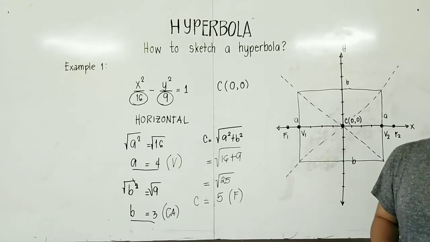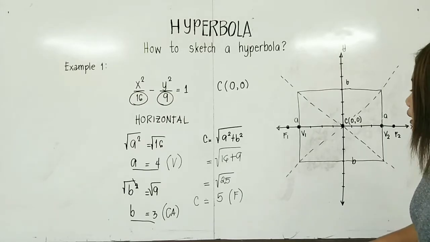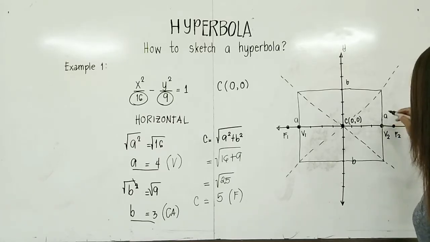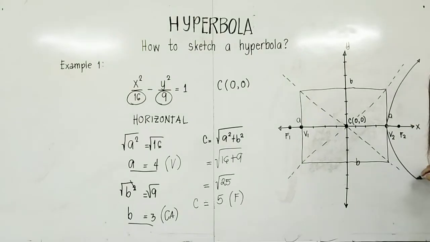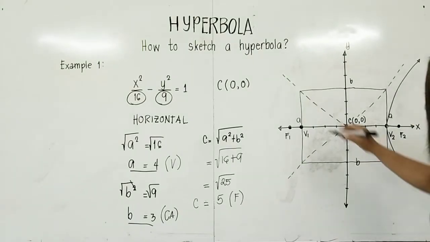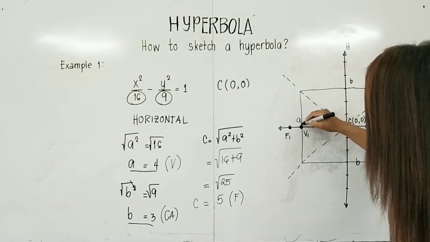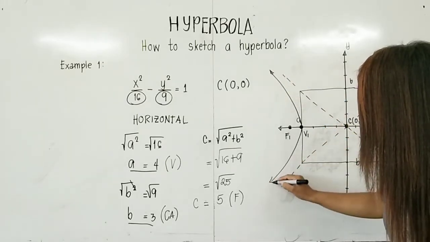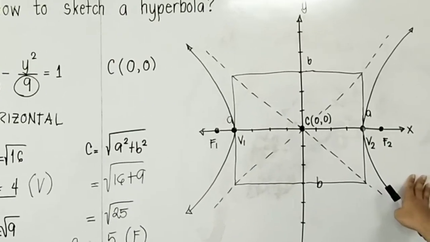So next, we will sketch our hyperbola. So we will start from the vertex. Let's sketch a branch of the hyperbola approaching the asymptote, but always remember that they will never meet. Another branch from the vertex again, and this one. So this is our hyperbola.